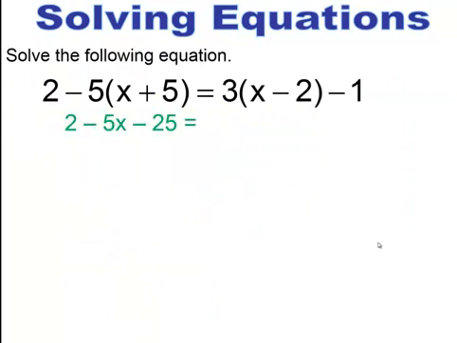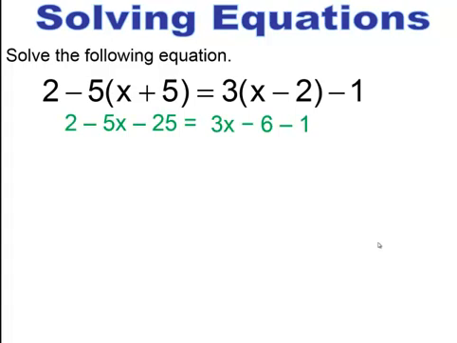So you have to be careful here because in this case you're distributing a negative 5. I know it's minus 5 parentheses, but that really means it's a negative 5 that's being distributed. So I have 2 minus 5x minus 25. So it's very important that you multiply correctly with the distributive property. And you're going to be left with, on the right hand side, 3x minus 6 minus 1.